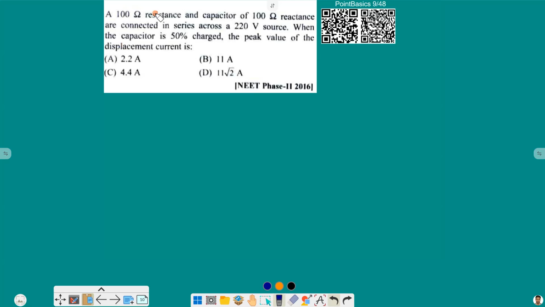A 100 ohm resistance and a capacitor of 100 ohm reactance are connected in series across a 220 volt source. When the capacitor is 50% charged, find the peak value of the displacement current. So we have to find the peak value of the displacement current, and the capacitor is 50% charged here. So from that we can get the value of time.